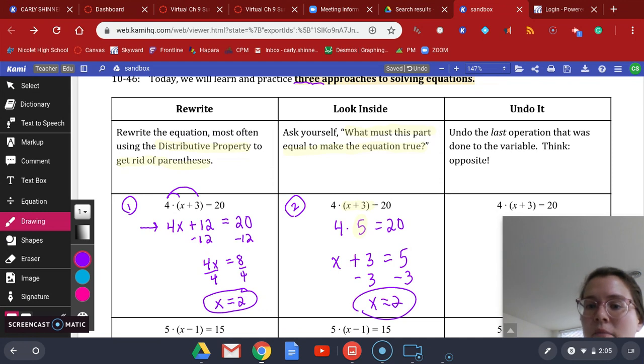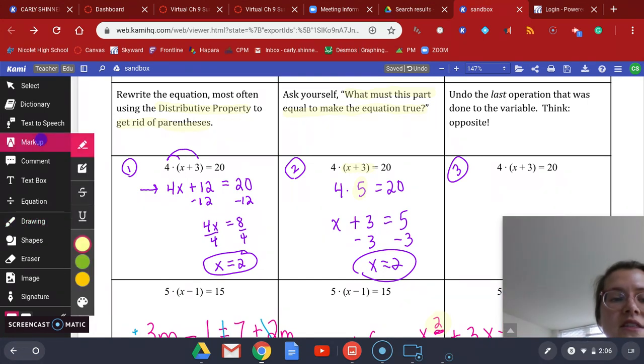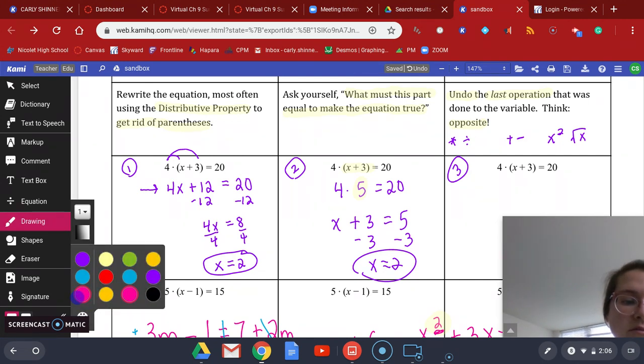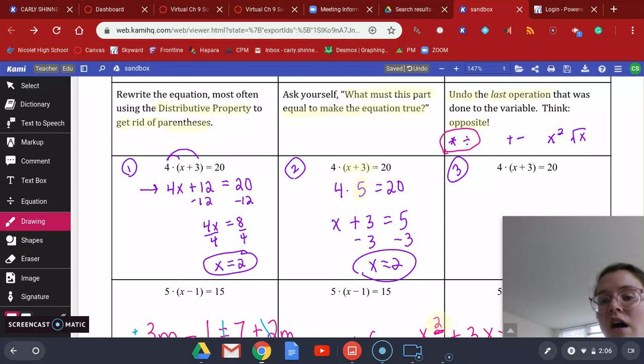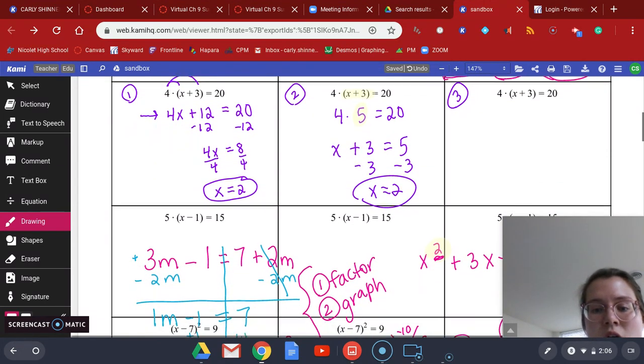Our last strategy here, our third strategy, is the undo it. And so I think we've seen this one before. Think opposite. So what you're doing is you're undoing the last operation that was done to the variable. Opposite of multiplication is division. Opposite of addition is subtraction. Opposite of squaring a number is square rooting a number. So just a couple opposites that you might see. I would maybe circle them, take note of that. Those are probably the ones you'll most frequently be seeing today, and so on.